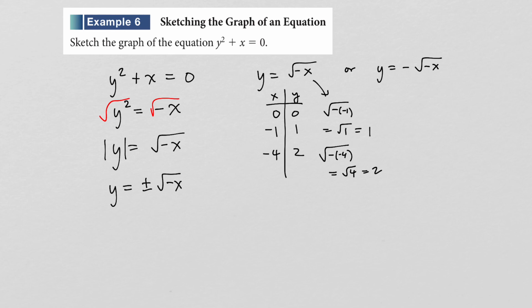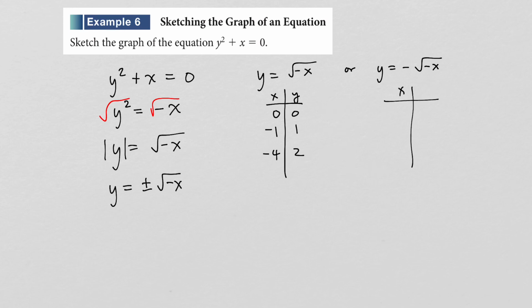Now let's do the same thing for the other equation. And I'll use the same numbers. So I'll let x equal 0, -1, and -4. Now the square root of 0 is 0, and -0 is 0. When you plug in -1, it could be a little tricky. You get negative square root of negative 1. So that's negative square root of positive 1. And the square root of 1 is 1, but we still have this negative out here, so we end up getting -1. And when you plug in -4, a similar kind of thing happens, and you get -2.